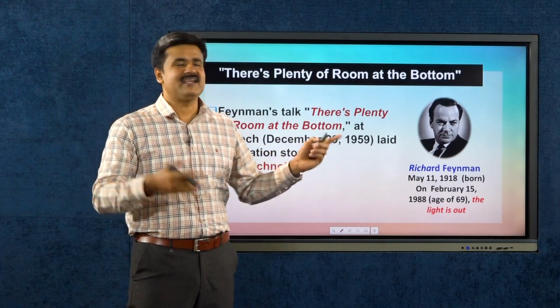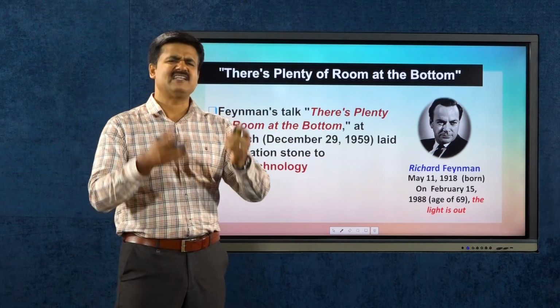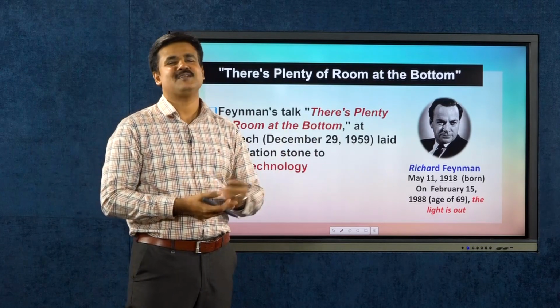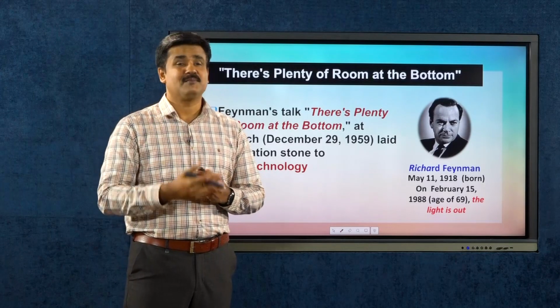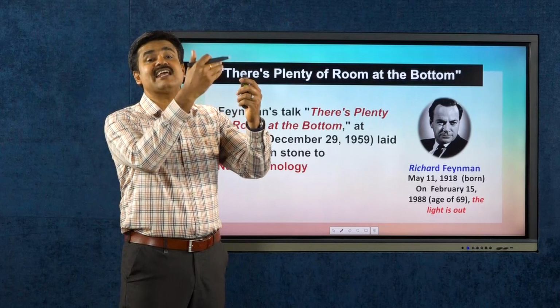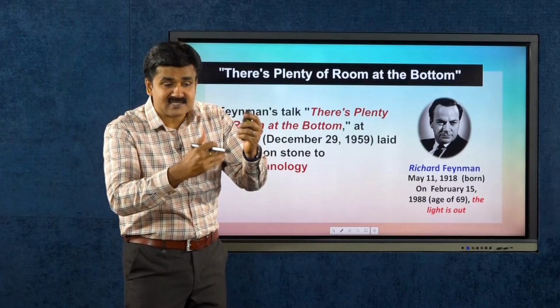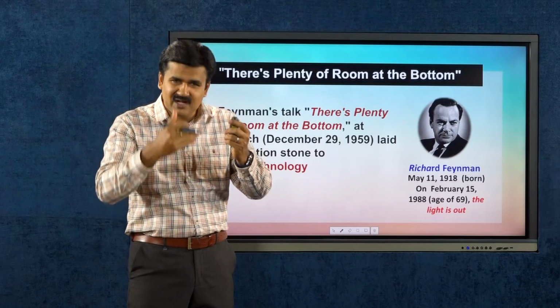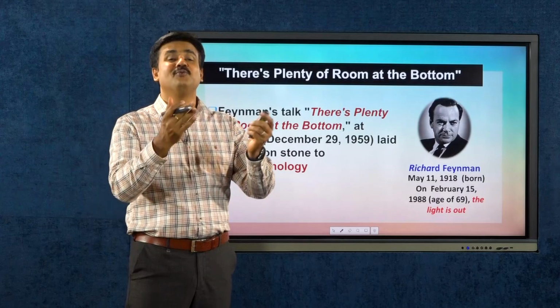We can elaborate this statement. There is plenty of room at the bottom. What is the ultimate meaning of this statement? Plenty of room at the bottom means at the nano level, at a small level. Whenever we go from top to bottom, that is, from bulk material scaled down to the nano level, there are enormous possibilities. The room means the possibilities.